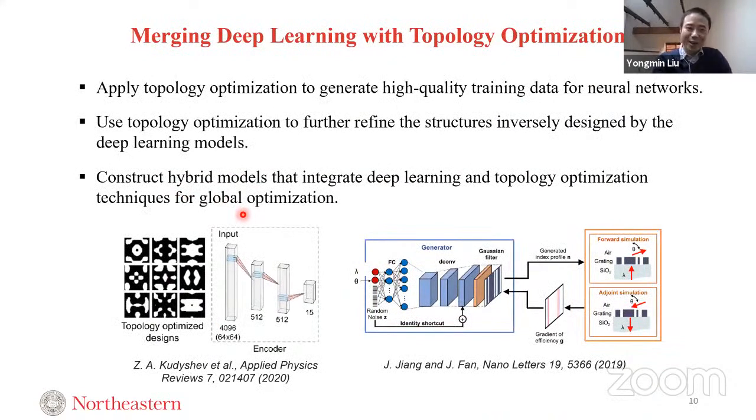So finally, at the request of the organizer, I just want to share a few words about how we can leverage deep learning together with the optimization. I myself am not an expert on topology optimization, but I think there are certainly a lot of opportunities to leverage both of them. First of all, topology optimization can generate high quality training data because for a deep learning model, not only the data size, but also the quality is important. Secondly, we can use topology optimization to further refine the structures which are inverse designed by the deep learning models. And finally, potentially we can integrate deep learning and topology optimization together for so-called global optimization. Because for metamaterials, at least, we have a lot of interactions. We need to globally optimize the individual structures together to find out the optimal structure in the end.